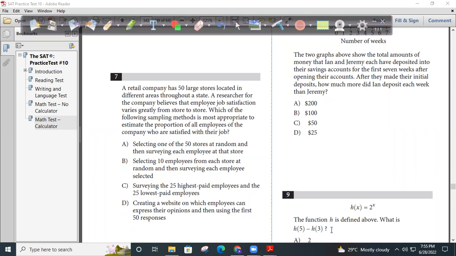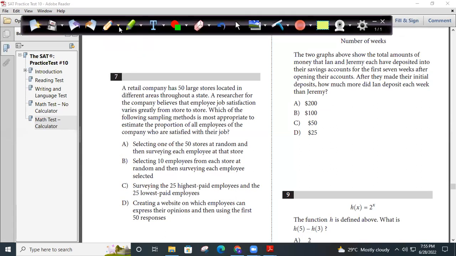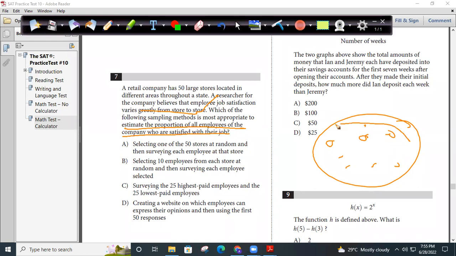Now let me read the question and tell you how to answer this. There is a big retail company, and Anushka, you made a mistake, resolve. It has 50 stores in Andhra Pradesh, or in Telangana it has 50 stores. A researcher for the company believes employee job satisfaction varies by grade or something. Which of the following sampling methods is most appropriate to estimate the proportion of all employees of the company who are satisfied with the job? I want to know how many of them are satisfied with the job.